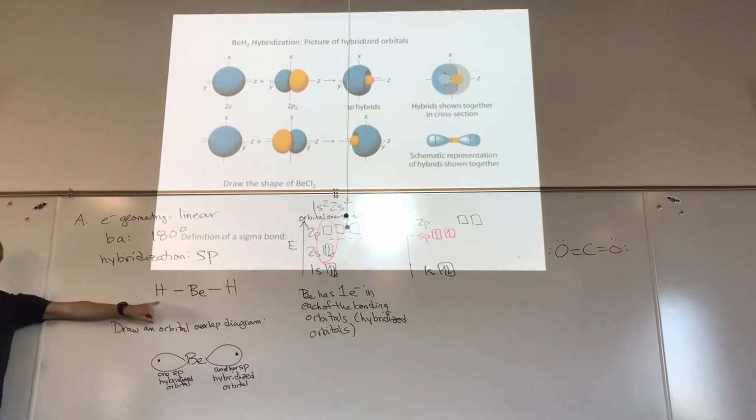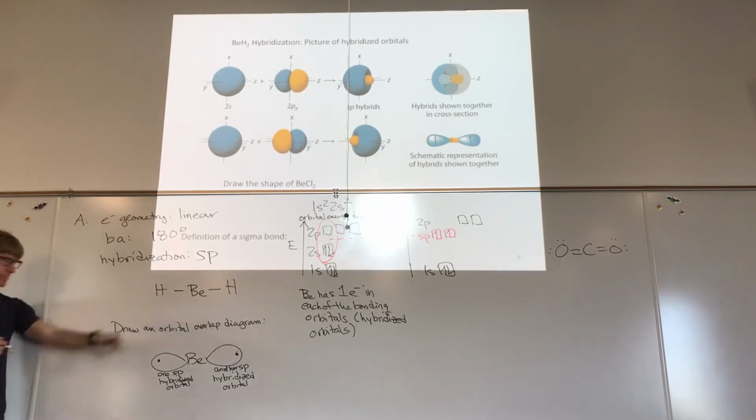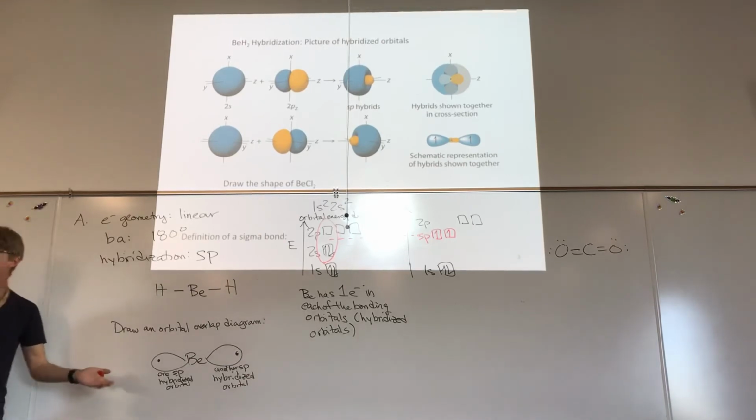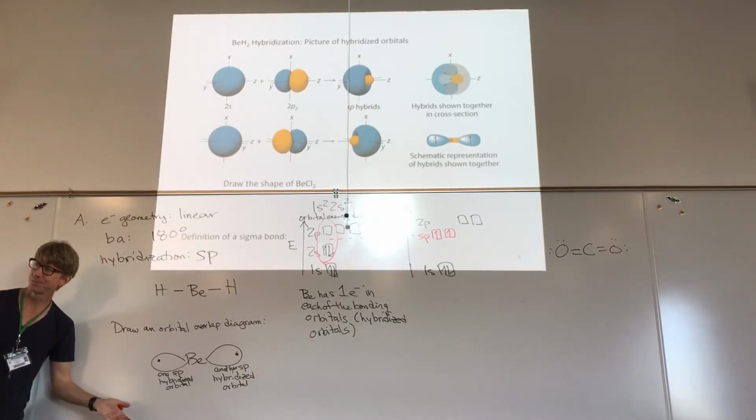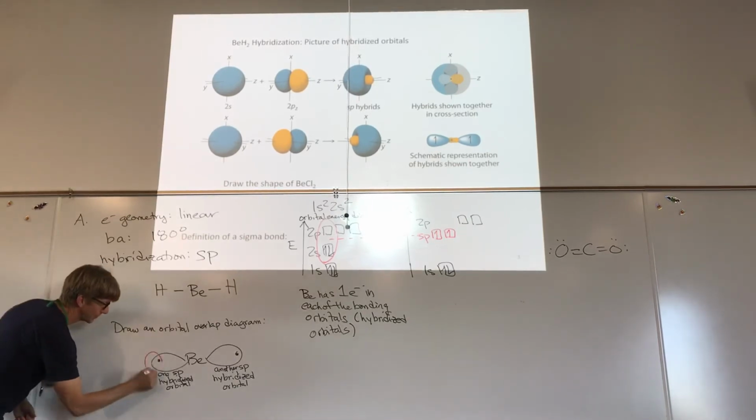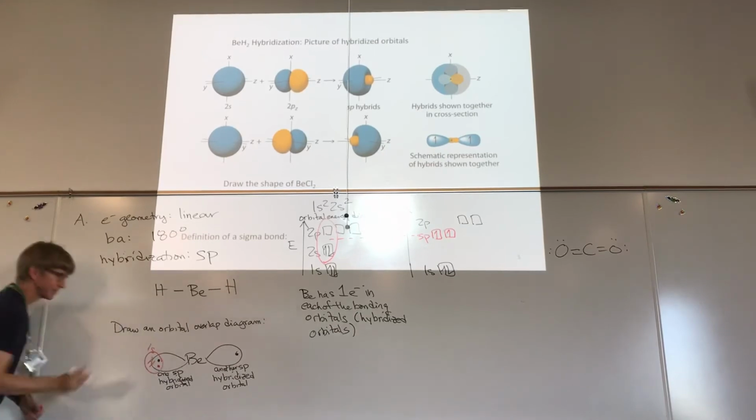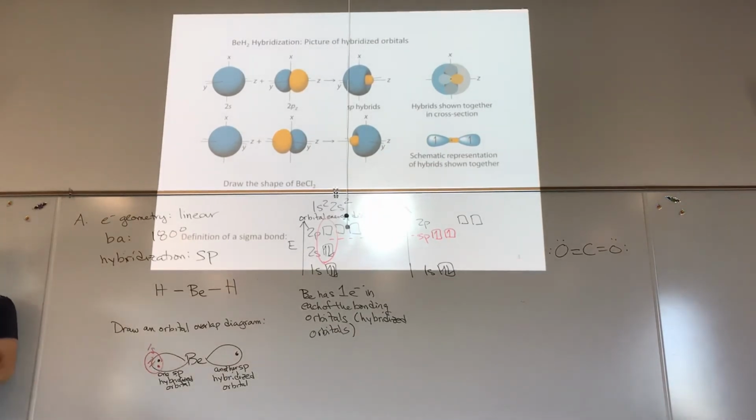Now it's time to draw in the hydrogen. The size won't matter. I know hydrogen's pretty small, and I know it's a 1s orbital, but I'm just going to draw it. What's the shape of a 1s orbital? Spherical. I'm going to draw it as a circle, and I'm going to label it 1s. And that is an orbital overlap diagram.